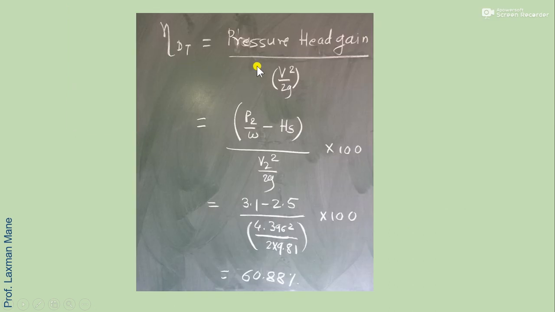So draft tube efficiency formula is pressure head gain divided by velocity head at exit of runner. So pressure head gain is P2 by W minus HS. So these are the absolute values. So 3.1 minus 2.5. So by doing the calculation we can obtain efficiency of the draft tube.